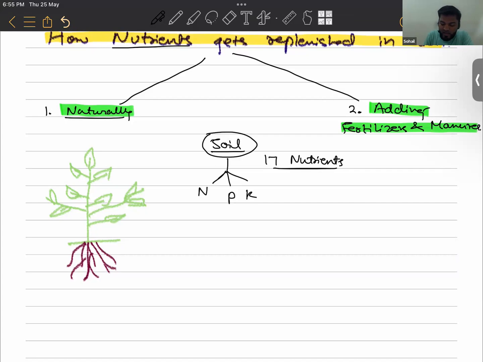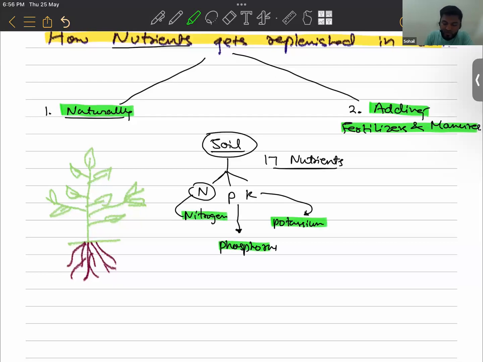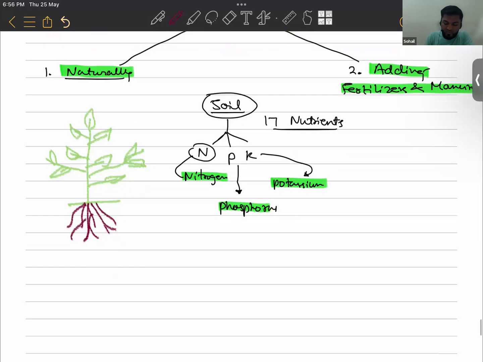NPK. And N here stands for what? Nitrogen. Very good. And P here stands for? Phosphorus. Very good. And K here stands for? Potassium. Okay, so you see, these are very important nutrients required by the plant for healthy growth. So what happens in the roots of certain plants, like the plant of wheat?